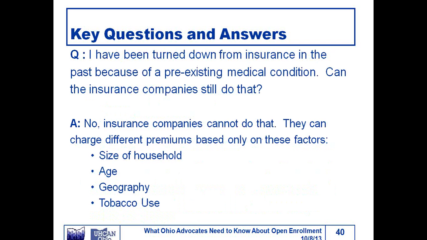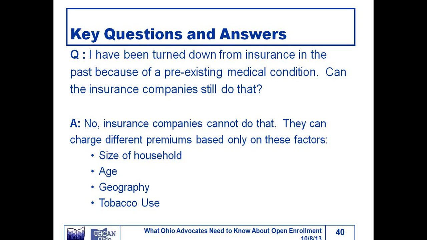So we get asked all the time from people, I've been turned down for insurance in the past because of a pre-existing medical condition. Can the insurance company still do that? Thankfully, no. Starting January 1st, 2014, the insurance companies cannot do that. So the plans that people enroll in now will not ask them any questions about their insurance status if they're going to be effective on January 1st.